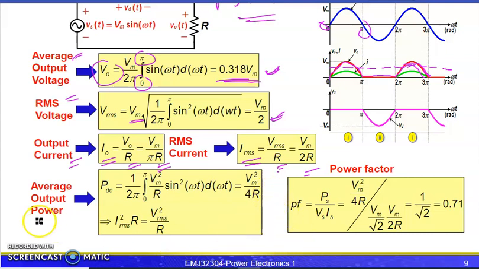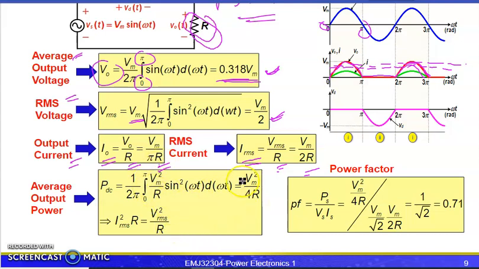Okay, then the average output power. Average output power means the average output measured at the load. The output power here, P_DC, is equal to Vm squared over 4R.